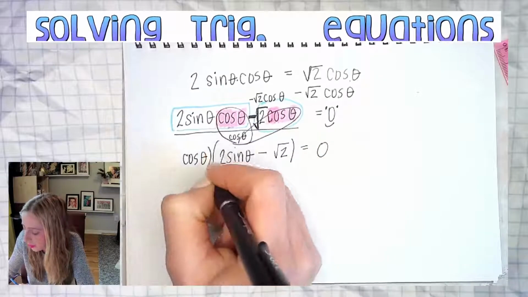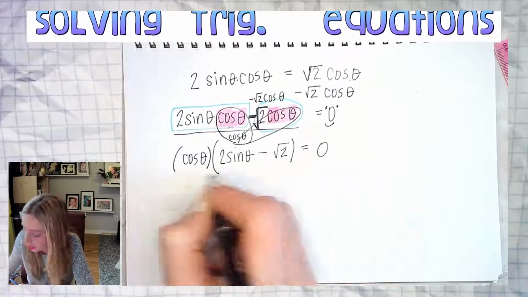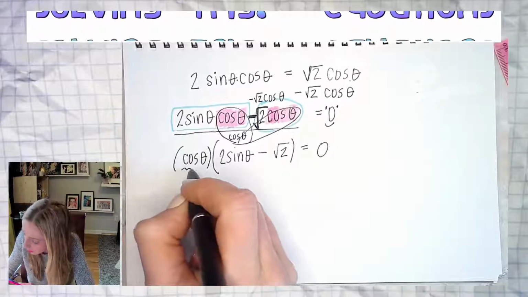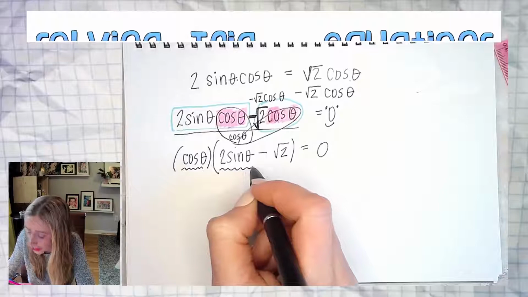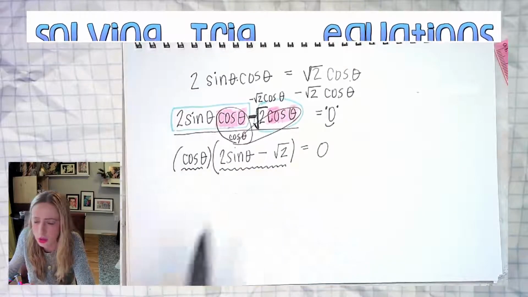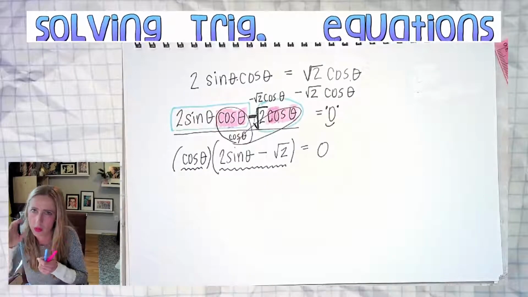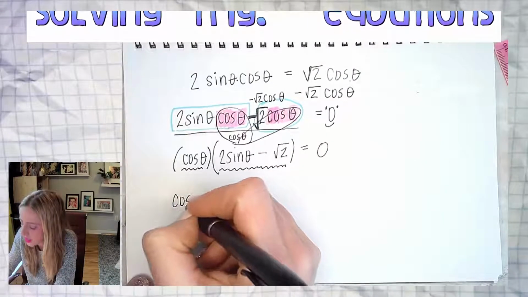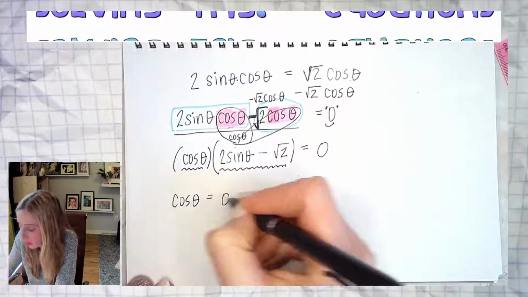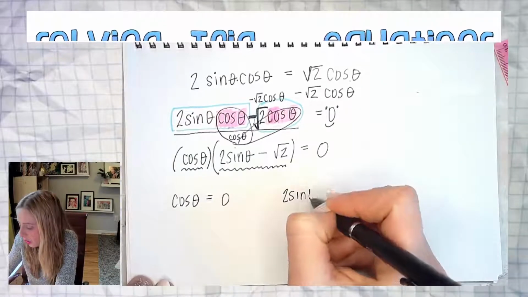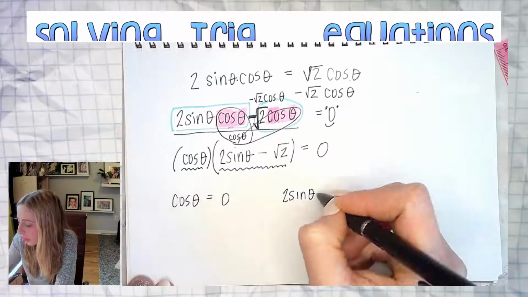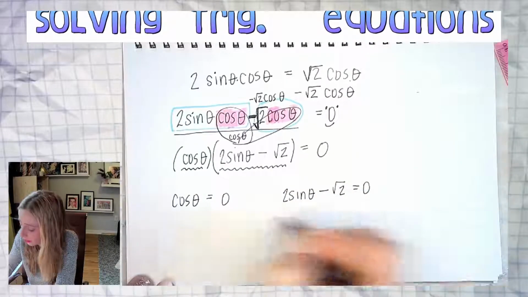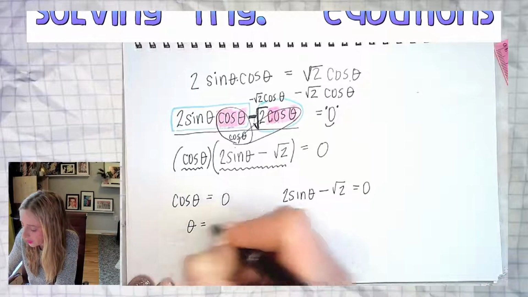From this step, if you have something factored, I don't need those parentheses, but sometimes they help with the visual. You set each factor, and you could really worry about the inside, okay? Even if it was to a power, the inside is the part that matters. To save a few steps, you're going to set each inside equal to 0 and solve separately. So we'll have cosine theta equals 0, and we'll have 2 sine theta minus square root 2 equals 0 as well. Then we'll get theta equals something over here.